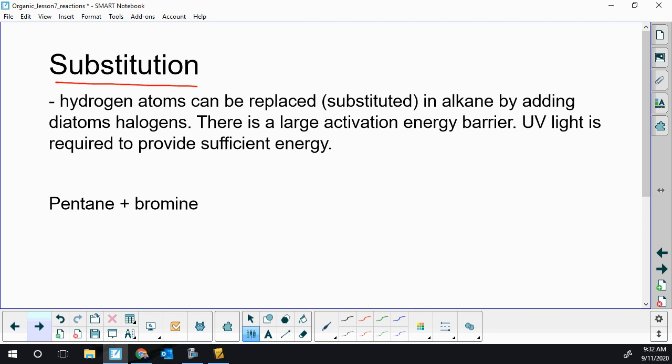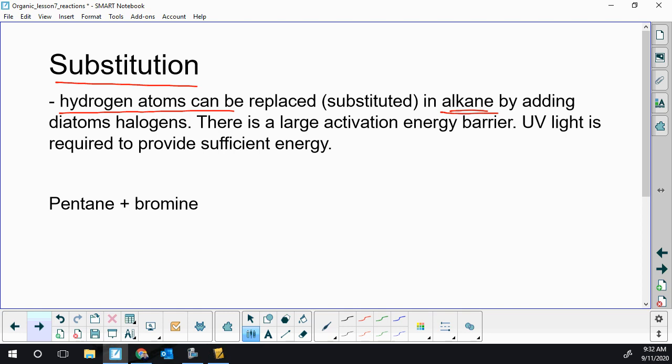Hydrogen atoms can be replaced, we're going to say substituted, in an alkane. So we have a very different family now. When you get a test and you see an alkane, you're thinking substitution. You get an alkene or an alkyne, you're thinking addition.